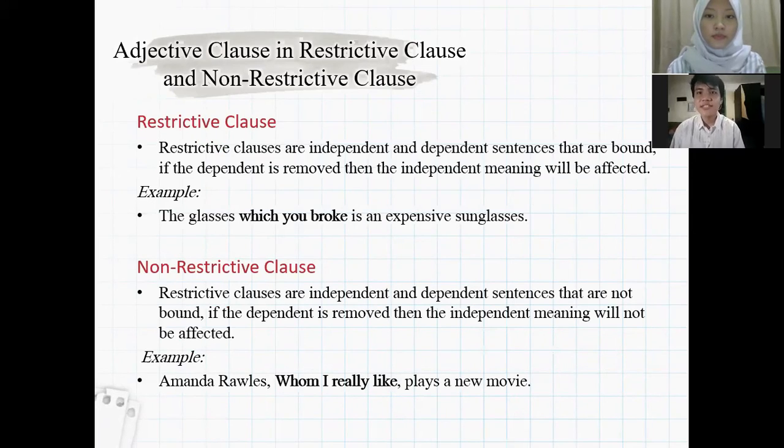Adjective clause in restrictive clause and non-restrictive clause. Restrictive clauses are independent and dependent sentences that are bound. If the dependent is removed, then the meaning will be affected. For example: the glasses which you broke are expensive sunglasses. Non-restrictive clauses are independent and dependent sentences that are not bound. If the dependent is removed, then the independent meaning will not be affected. For example: Amanda Rolles, whom I really like, plays in a new movie.